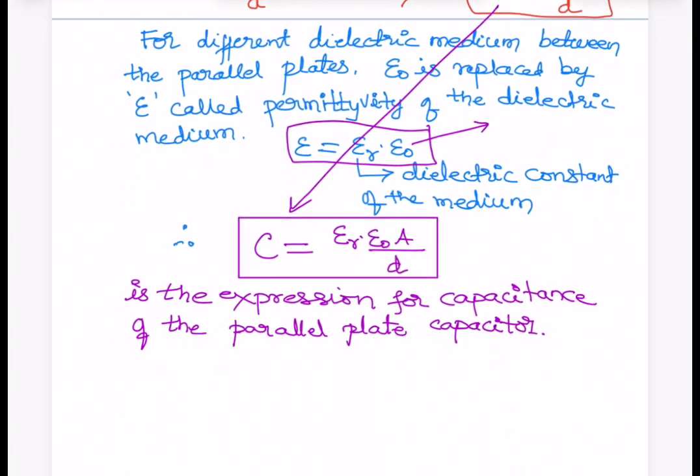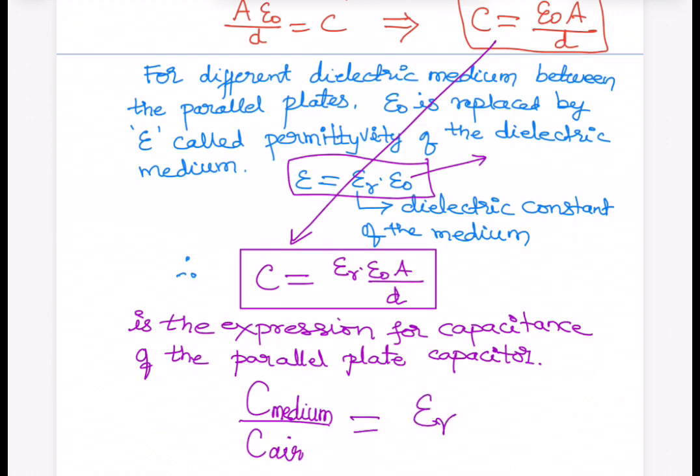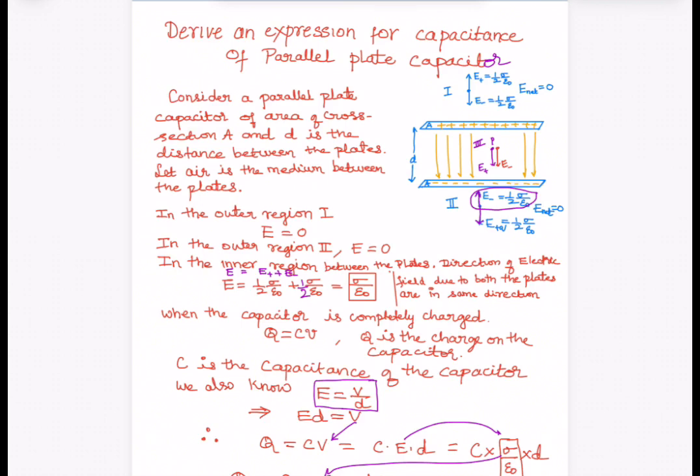From this equation, it is also possible to calculate the dielectric constant. Find the capacitance in the medium divided by the capacitance in air. All the constants get cancelled, only the dielectric constant is remaining. This is how to write the answer for the derivation, students.